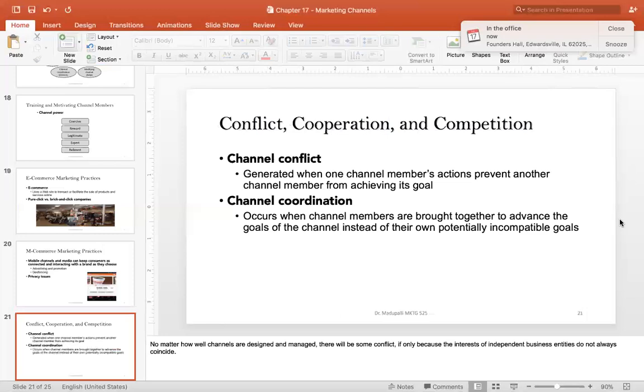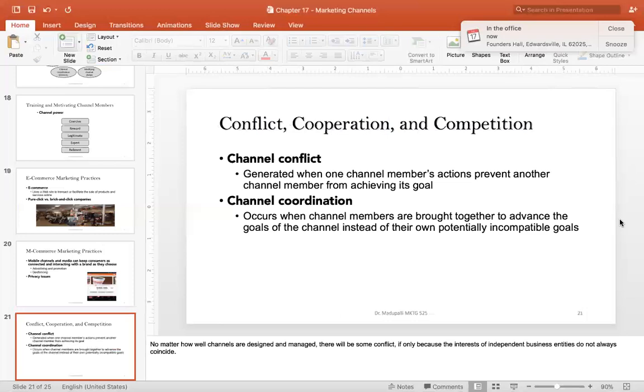Now, replace the two people with two companies. When there are two companies where one company has more to give, or more value in the relationship, there is a chance of conflict. Am I making sense? That's the reason when there is a boss and a subordinate, there is always a chance of a conflict, because one has a higher power than the other. So channel conflict arises when one member's actions prevent another member from achieving its goal. That's when it arises, when there is a gap in power.